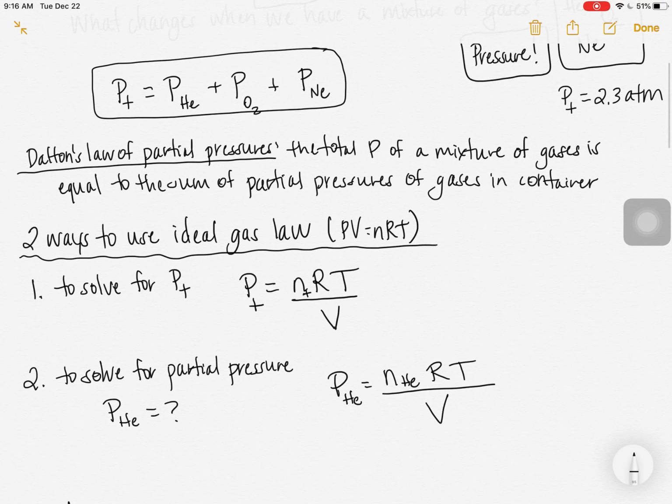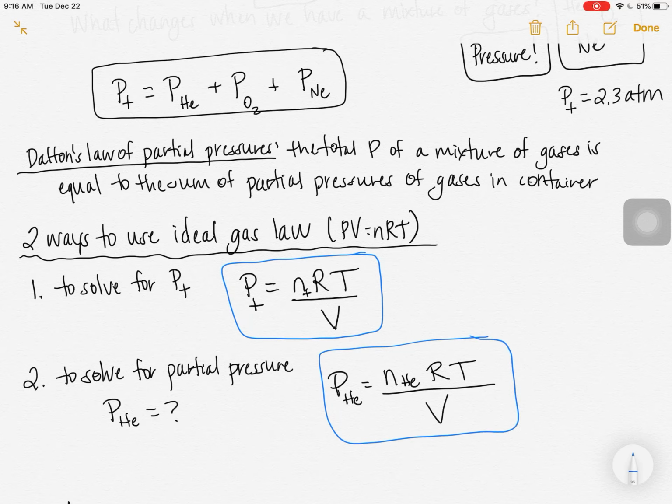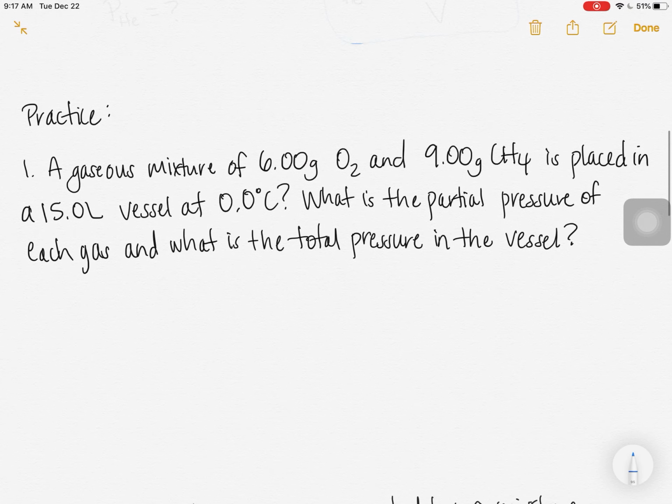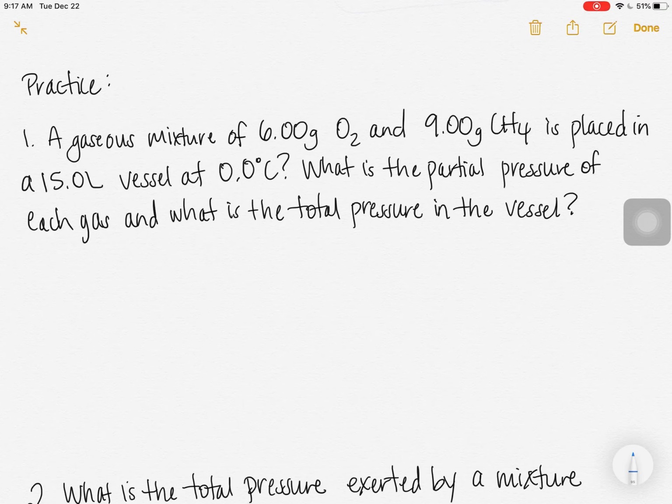So I hope you can see that these two formulas are the same variation of the ideal gas law, but we're just taking into account whether I'm looking for an individual partial pressure and thus using an individual mole, or am I looking for the total and then have to use the total number of moles in a container? But again, nothing really new here because this is the ideal gas law. All right, so let's do some practice because I think that is the best way for us to learn this.